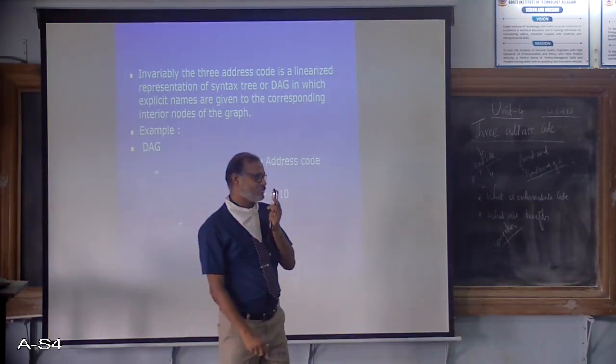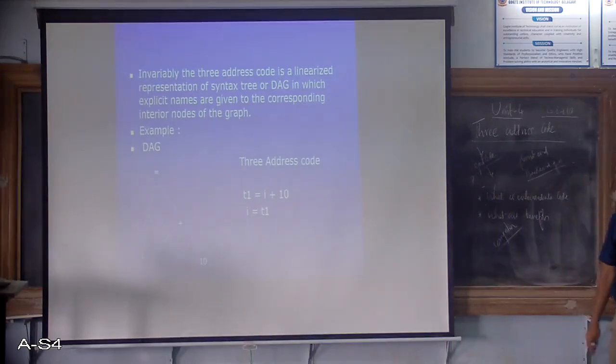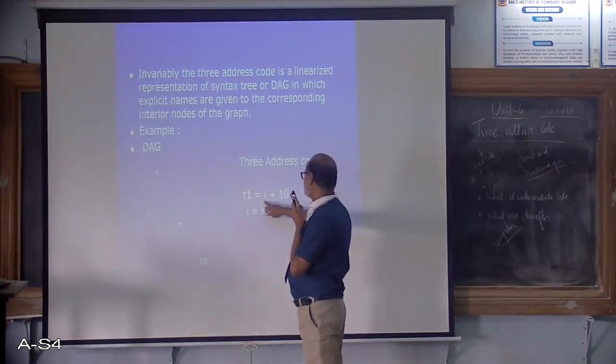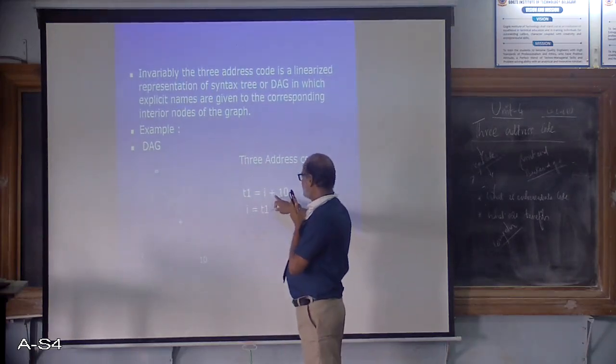So this has to be divided so that there is only one operation per statement. Okay, so here is a sequence of three addresses. I'm going to evaluate first I plus 10 in some temporary. Okay, so there is only one operation.